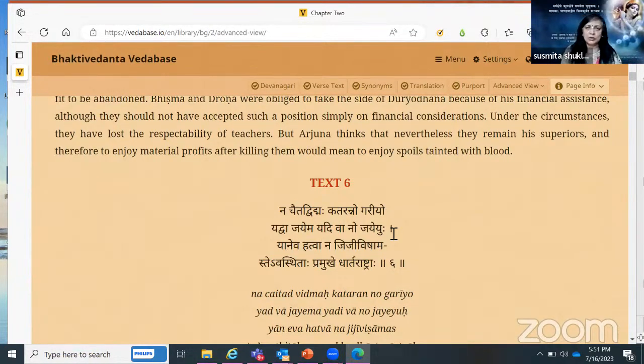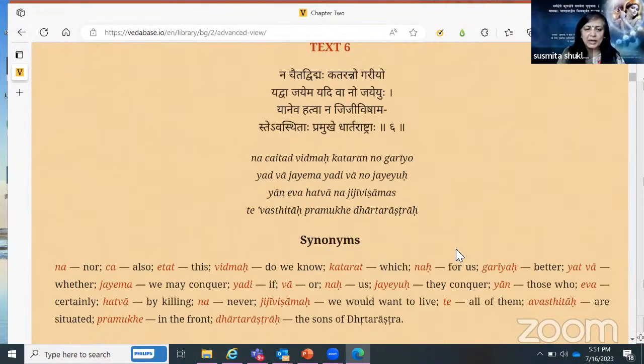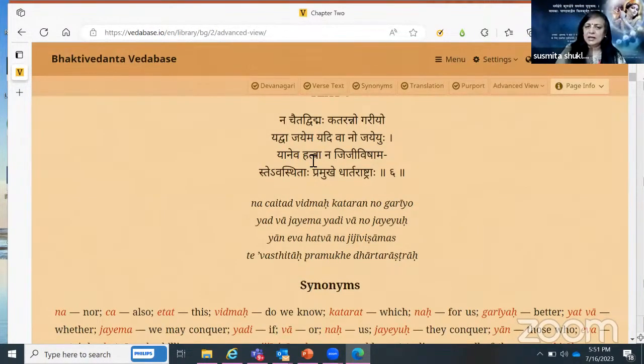I'm confused. I don't know what is good. Yadva jayam. Yadi, should I conquer? Yadi vano jayu. Or should I, or they will conquer me. I don't know. Yaneva hatva na jijivishama stevasthita pramukhe dhartarashtra. Now jijivishama means we would not want to live in any way. Whatever happens, if we kill them, the sons of Dhritarashtra, they are standing in front of us. Pramukhe, in front of, they are avasthita, they are standing in front of us. And even if we kill them, there's no point living. We will not enjoy. So I don't know whether we'll get conquered, or they will conquer, or even if I kill, we are not going to enjoy. So this is the point of indecision for Arjun.